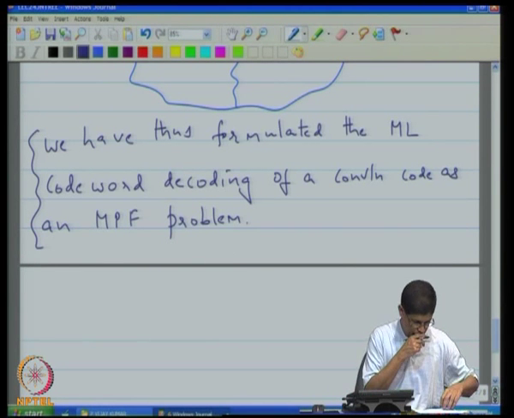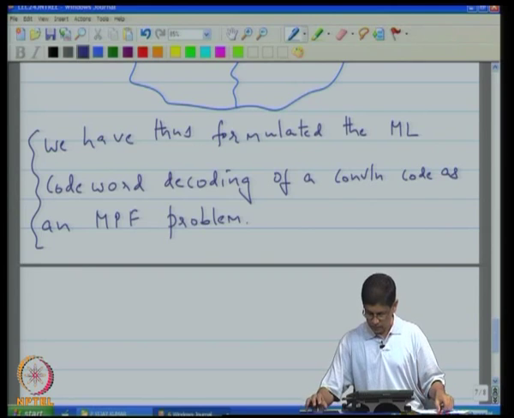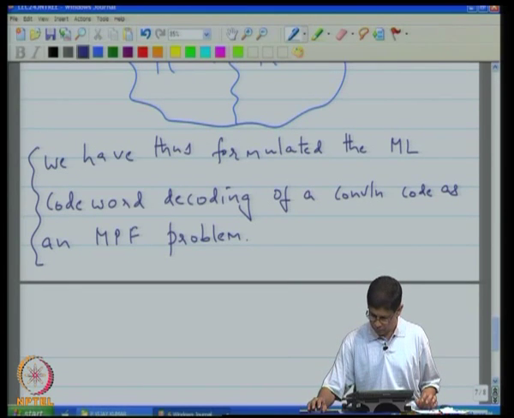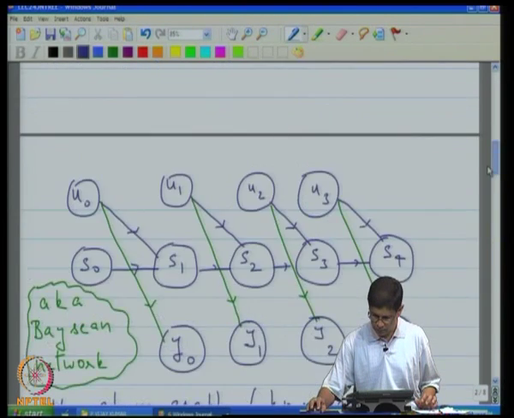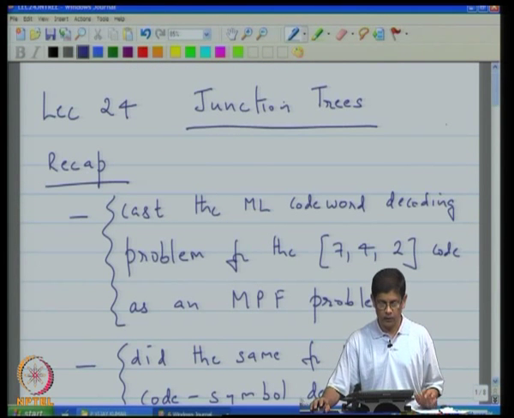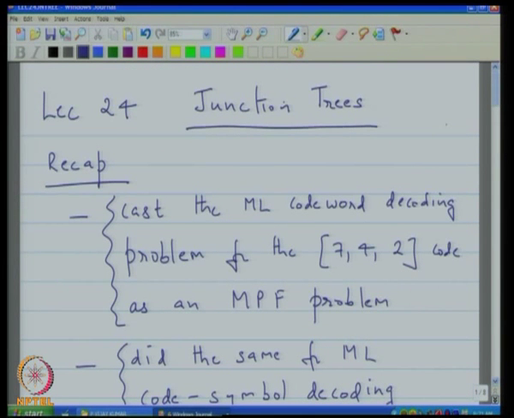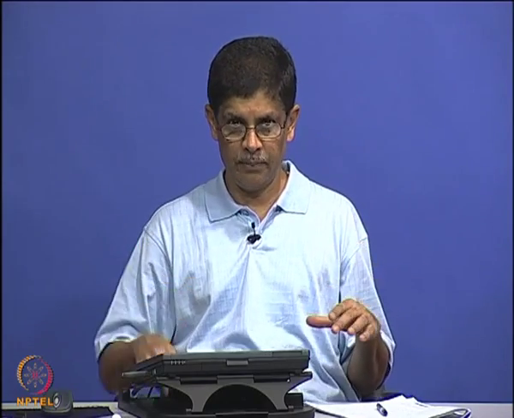So, now we will introduce a new subtopic, namely the notion of a junction tree. We have outlined a class of problem called the MPF problem. We have shown how the decoding of some example code can be formulated as an MPF problem, and now we want to actually go ahead and solve the problem.